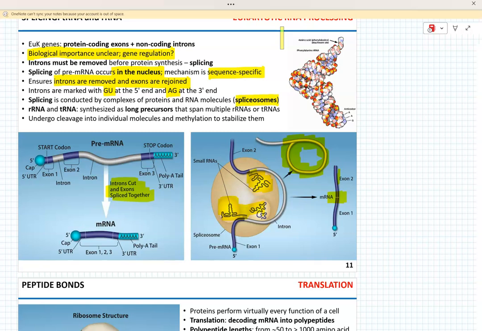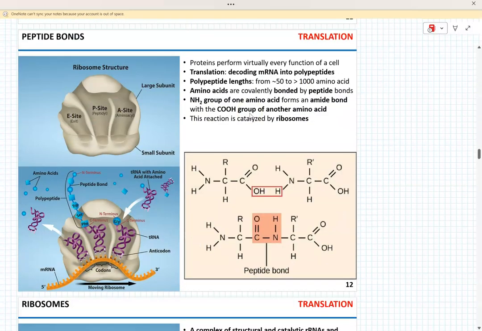Now, ribosomal RNA and tRNA usually don't undergo splicing because they are not protein encoding. They're synthesized as long precursor molecules and then undergo cleavage into individual tRNAs or ribosomal RNAs with a subsequent methylation to stabilize the molecule.